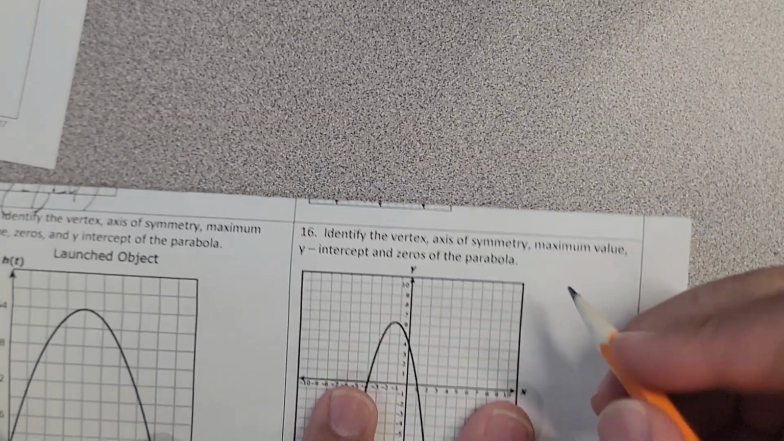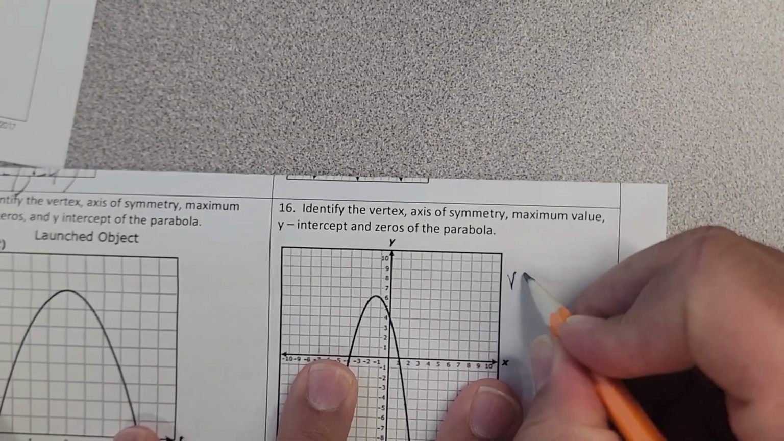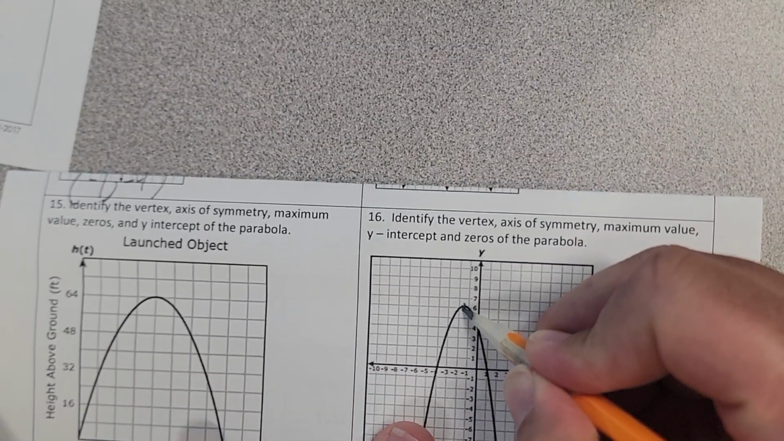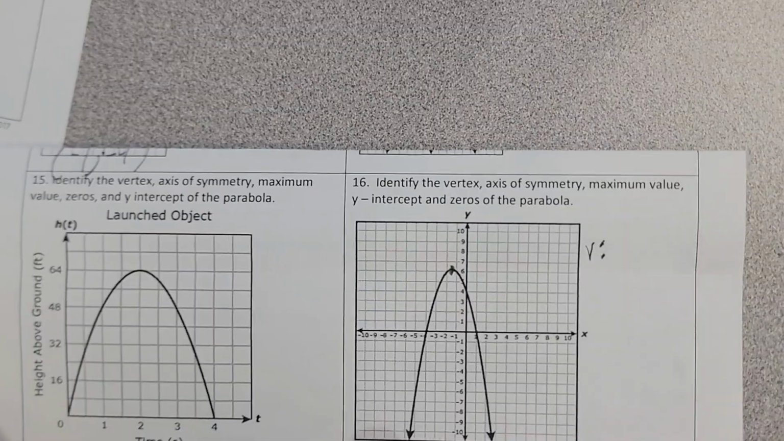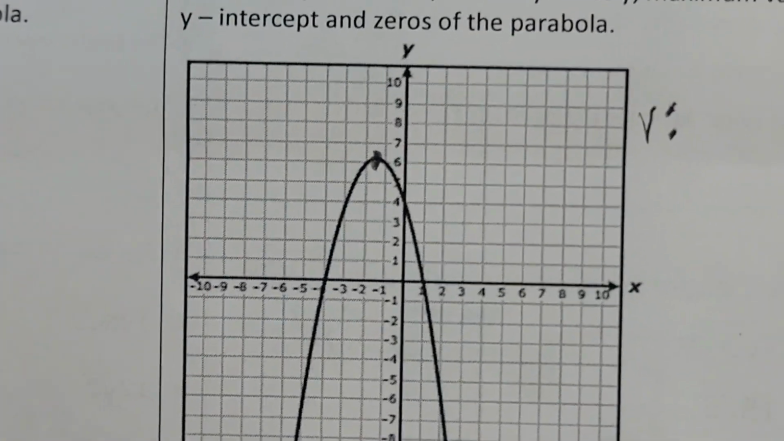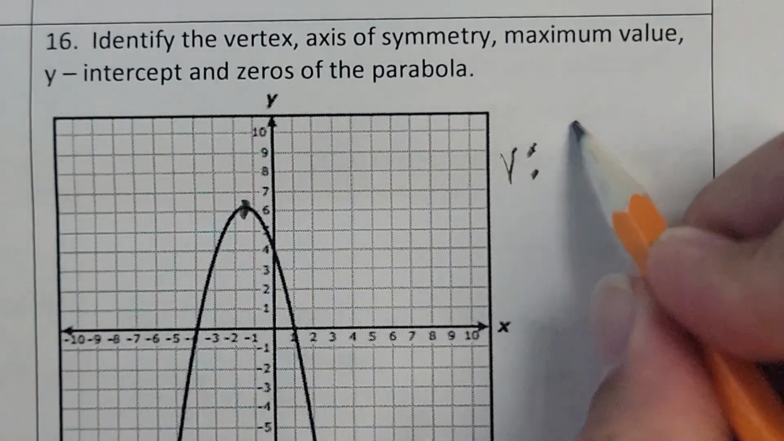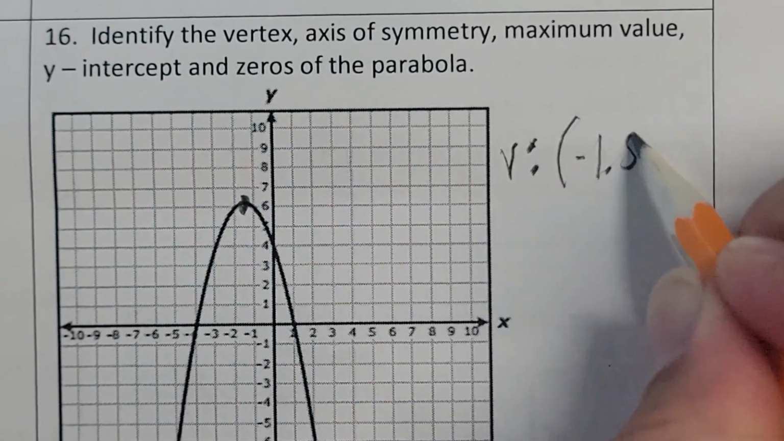So now the vertex is always the most important thing. Let's put V for vertex. So the vertex is the top or the bottom. So this has a top part. We'll put a dot right here. Now it is in the middle. Okay, let me zoom in. Look, I'm at negative 1 and negative 2. It's in the middle. So my vertex is negative 1.5.